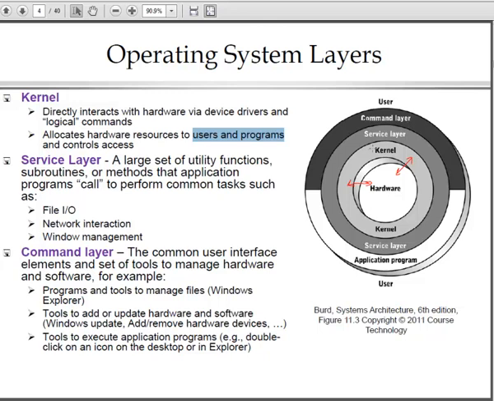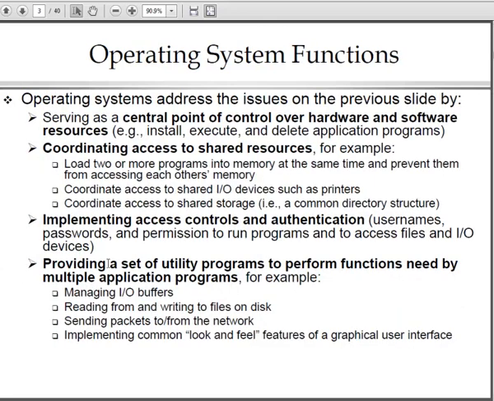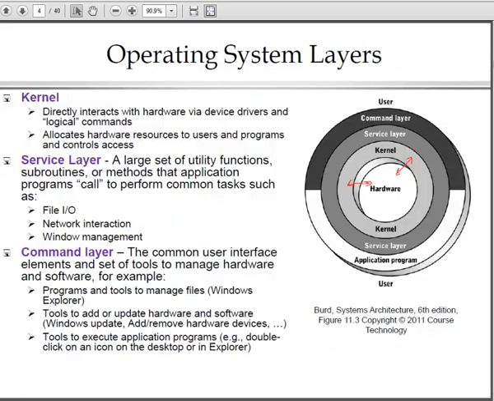Okay. Moving one layer out from the kernel, we come to the service layer. Earlier we described this set of utility programs that application programs use to do things like read and write to the disk and interact with the graphical user interface. We said there are two advantages to having those programs. One is that by having them available, we don't have to rewrite that code in the application program. The other is that it funnels all the hardware access through those utility programs, which enables the operating system to be that central point of control, that coordinator and access control point over those shared resources.